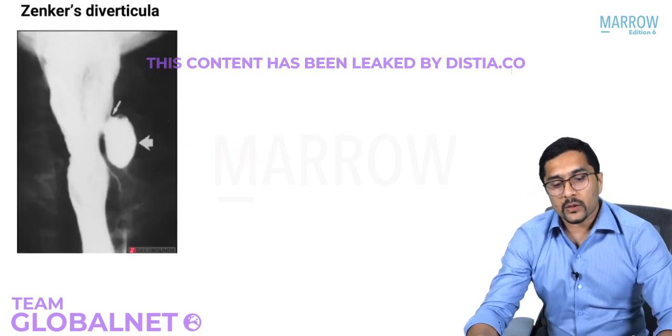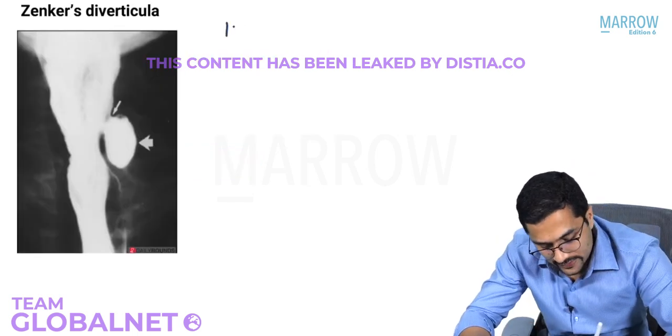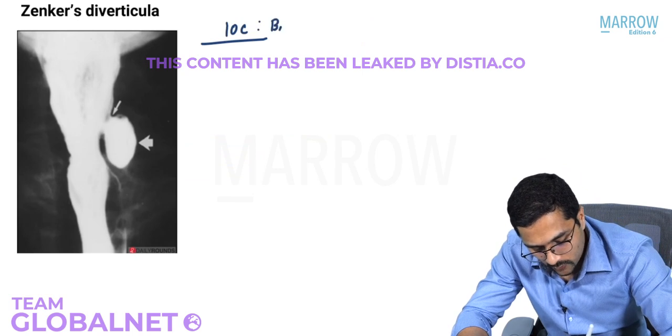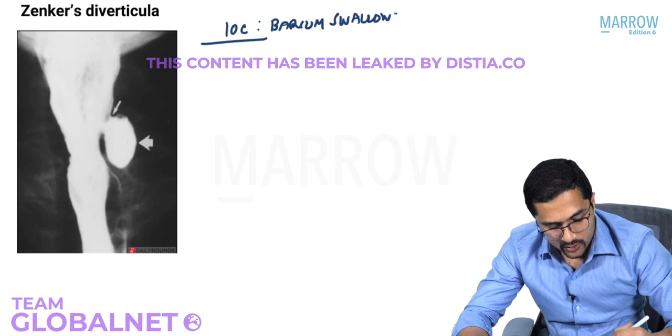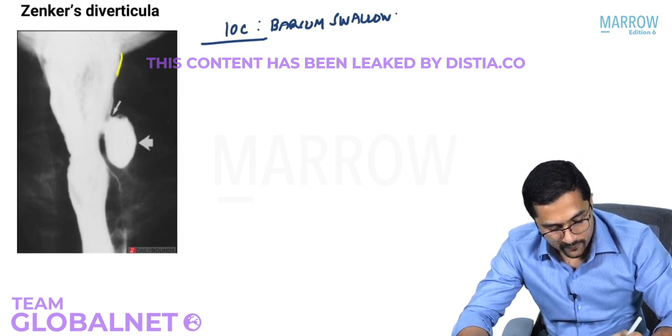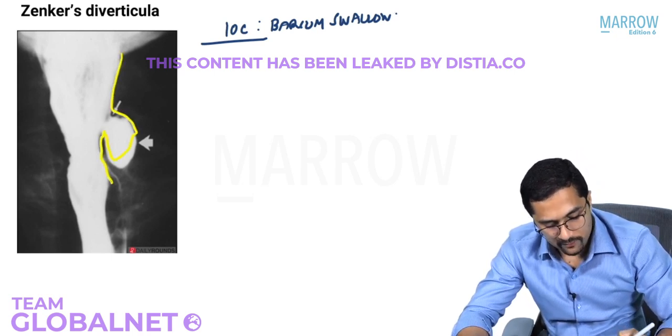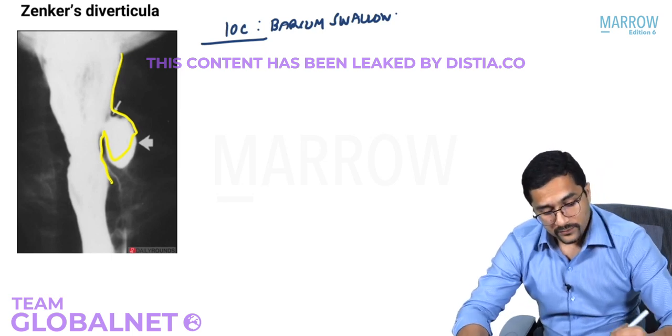So to confirm the diagnosis, the investigation of choice is a barium swallow. And when we do the barium swallow, you can see the Zenker's diverticulum here.